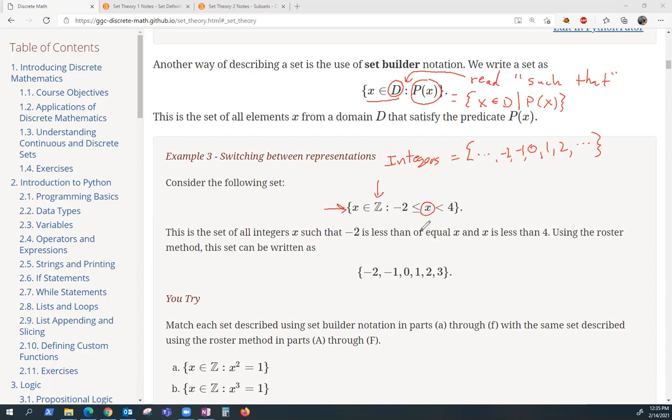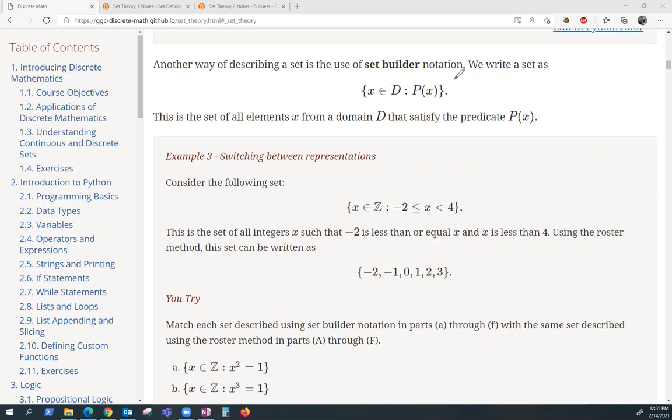just by listing all of the x's that satisfy those conditions. So x has to be greater than or equal to -2. So we start listing -2, -1, 0, and x has to be strictly smaller than 4. So we'll keep going until we get up to 3. And now since we're only using integers, remember, we're not using fractions or anything like that. That's all. So these two sets are the same set. We're just writing them different ways. One with the set builder notation and one with the roster method.